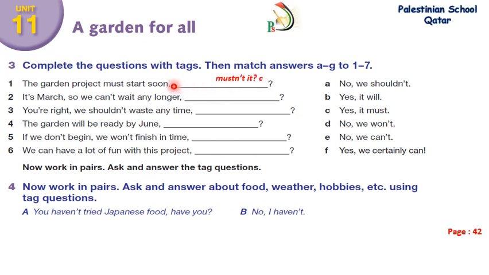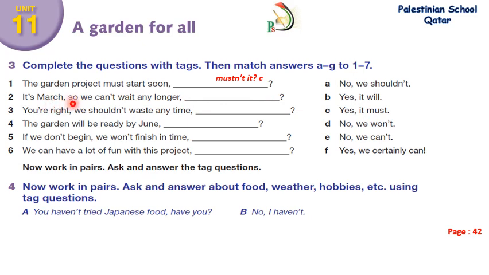Mustn't it? Must. The garden, it refers to the garden. Must is an auxiliary. Mustn't it? The answer is C. Yes, it must.